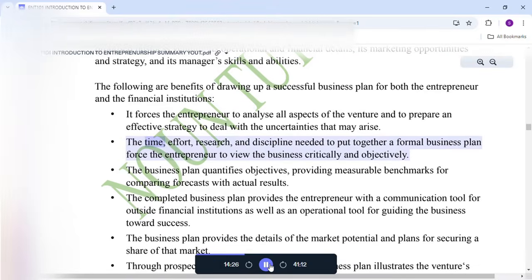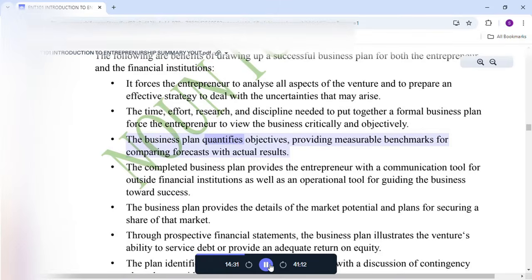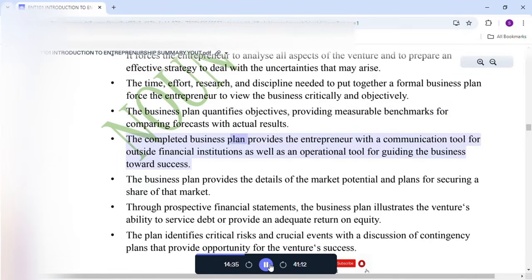The time, effort, research, and discipline needed to put together a formal business plan force the entrepreneur to view the business critically and objectively. The business plan quantifies objectives, providing measurable benchmarks for comparing forecasts with actual results. The completed business plan provides the entrepreneur with a communication tool for outside financial institutions as well as an operational tool for guiding the business toward success.